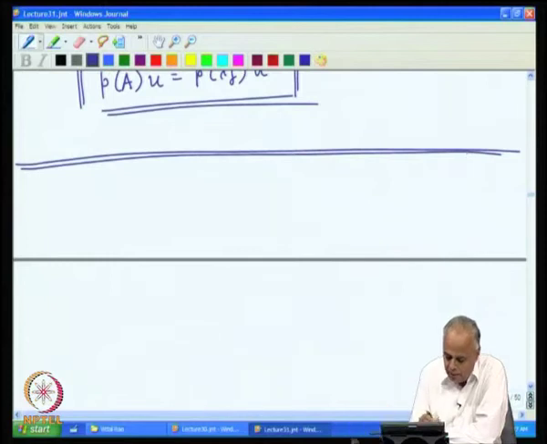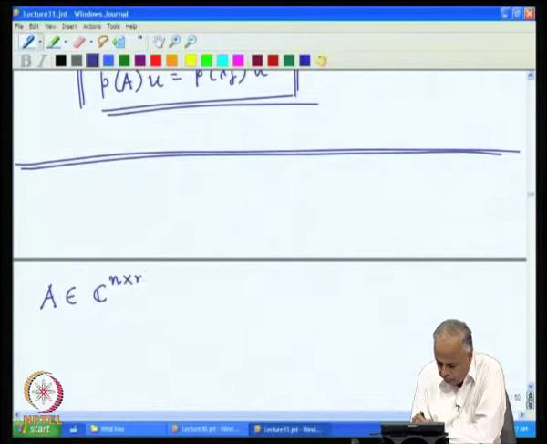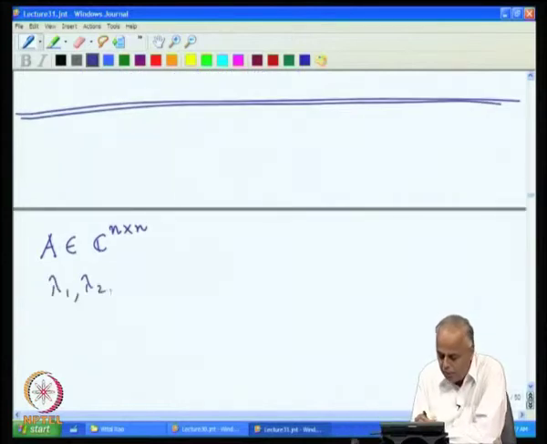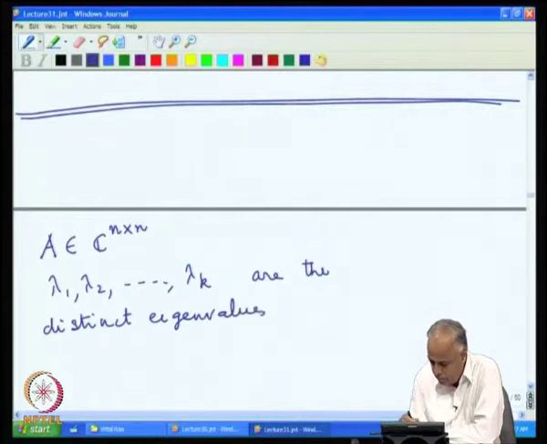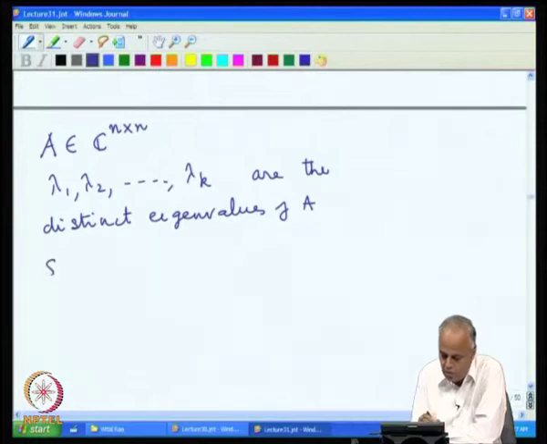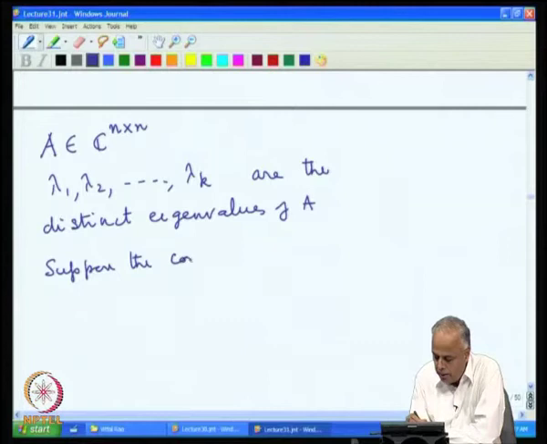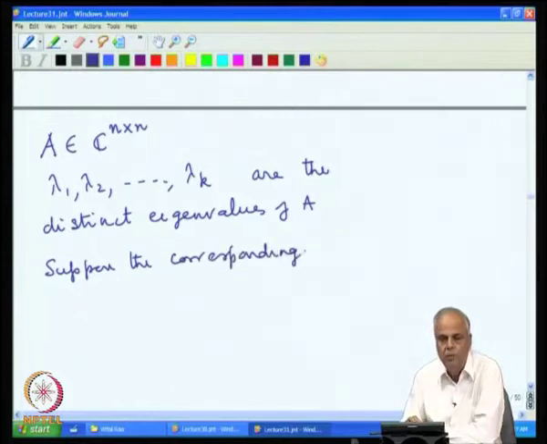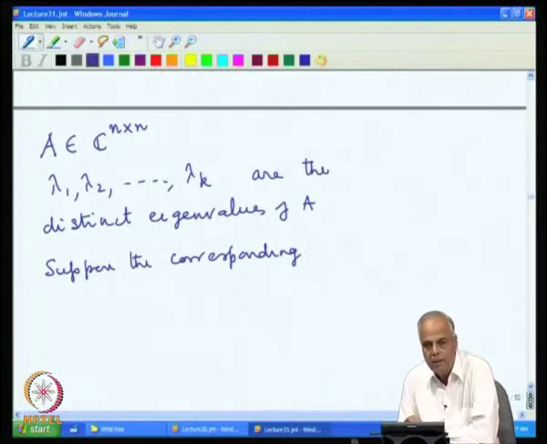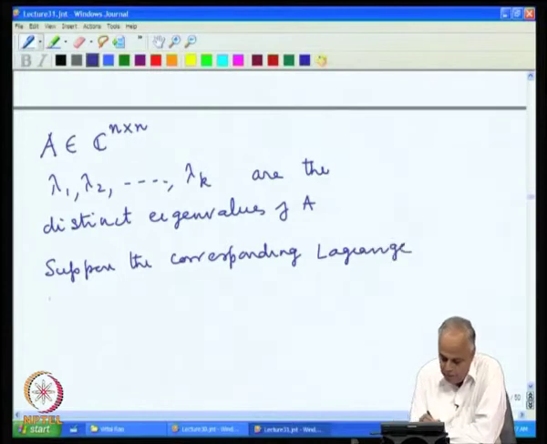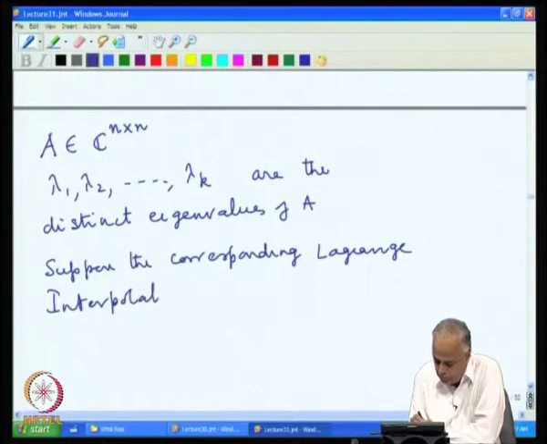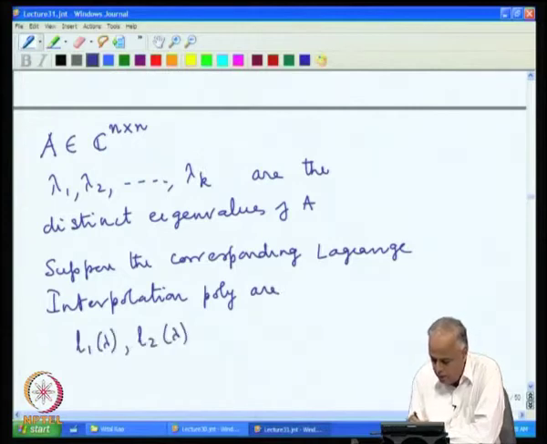Now let us look at a matrix A, and let us say lambda 1, lambda 2, lambda k are the distinct eigenvalues of A. The moment we have distinct eigenvalues, we have seen we can construct the corresponding Lagrange interpolation polynomials, L1 lambda, L2 lambda, etcetera, Lk lambda.